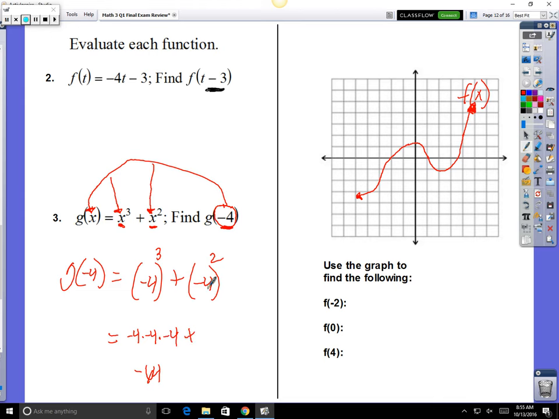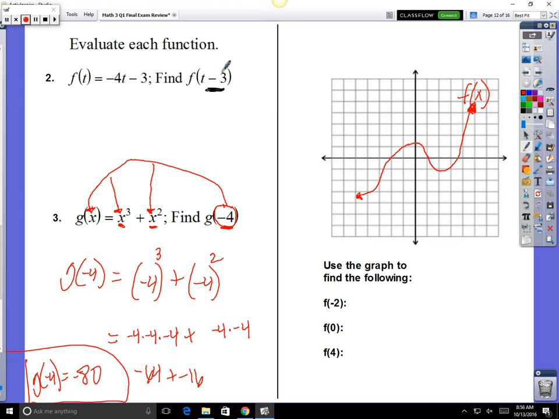Then you're going to plus a negative 4 squared, so that's negative 4 times negative 4. So plus a positive 16. So negative 64 plus 16 is negative 48. When you plug negative 4 into g, it gives you a negative 80. That is the answer. Now this one, you're plugging algebra into it.